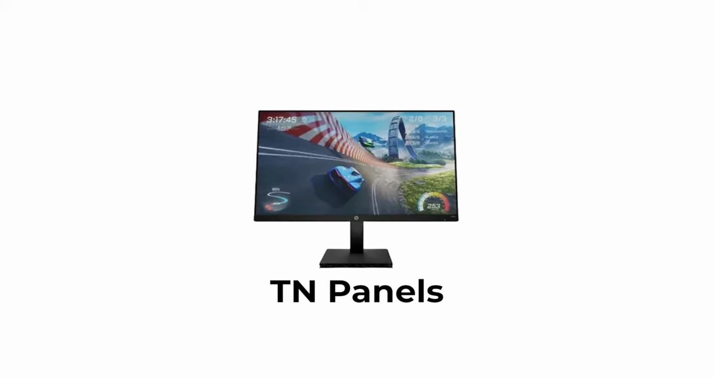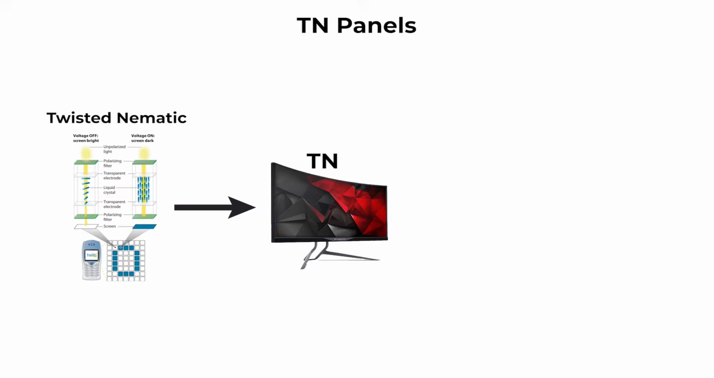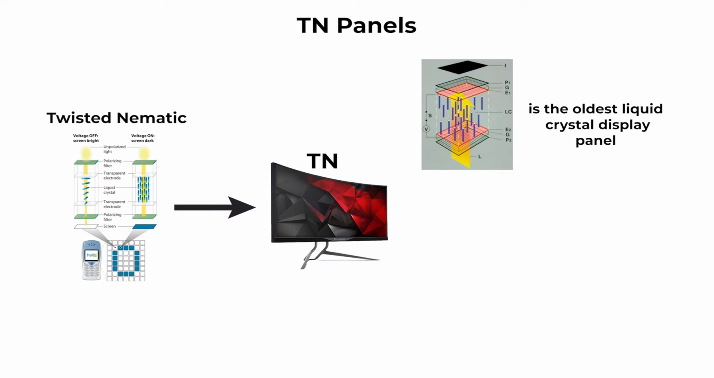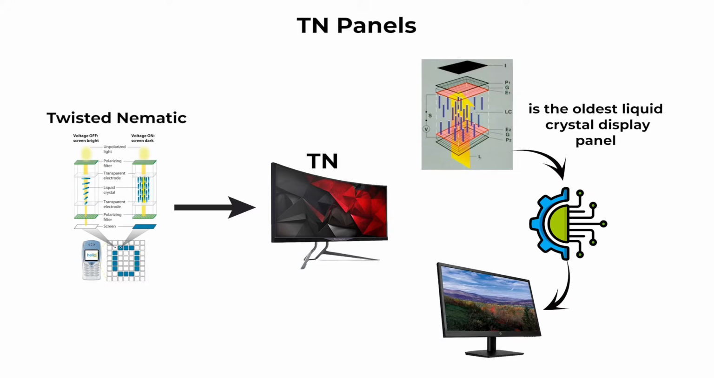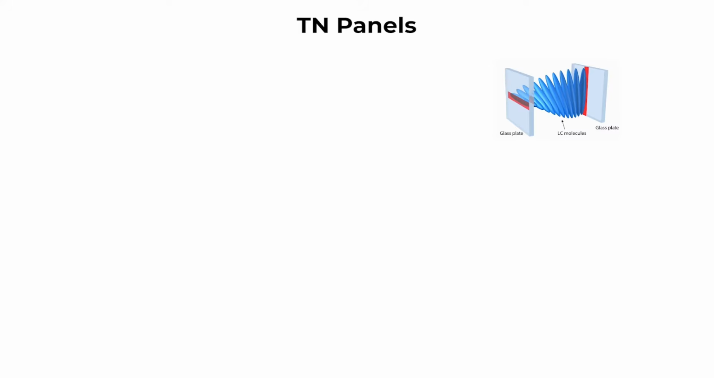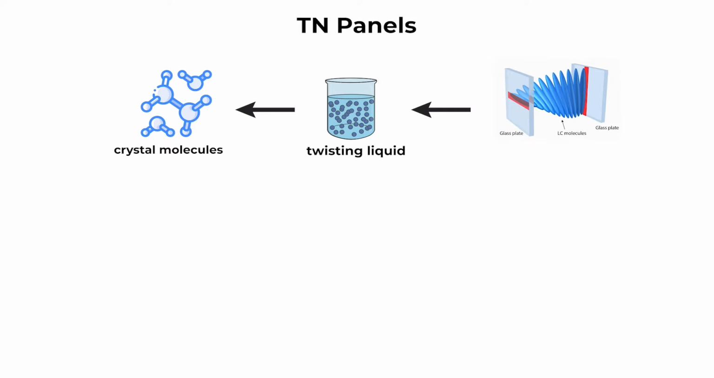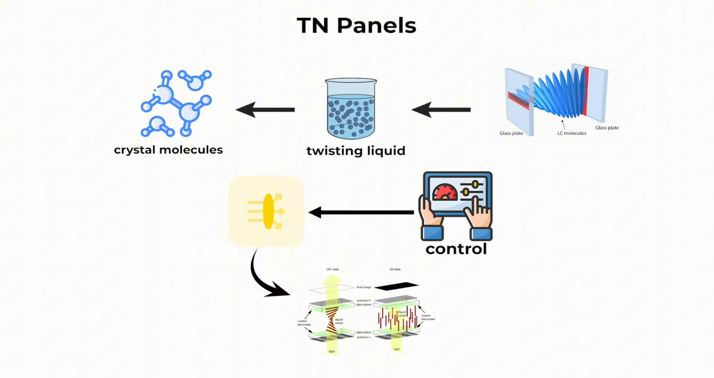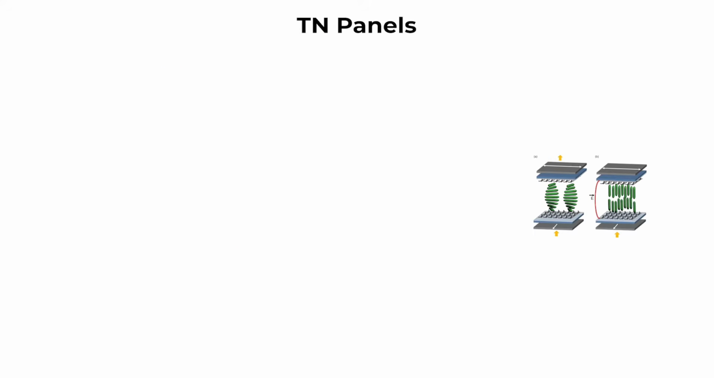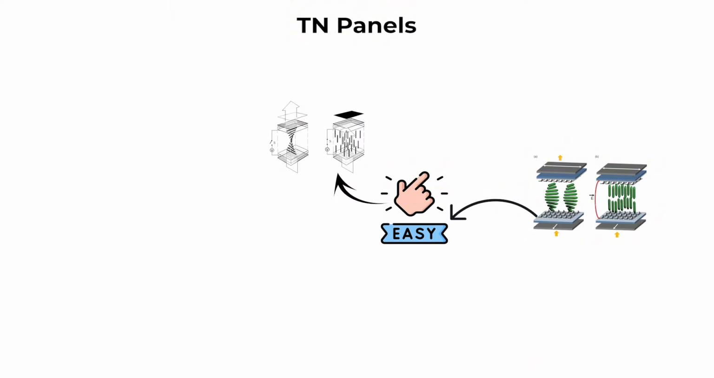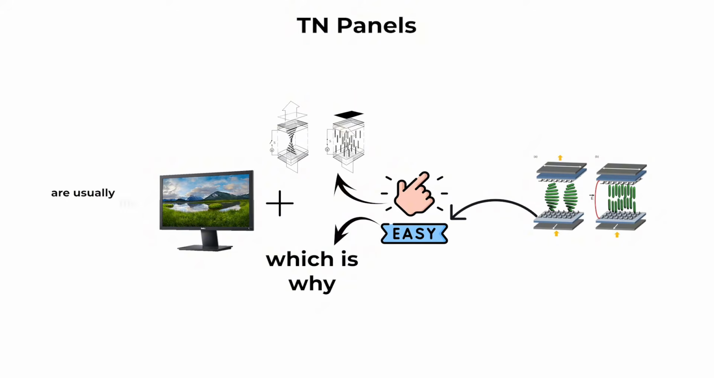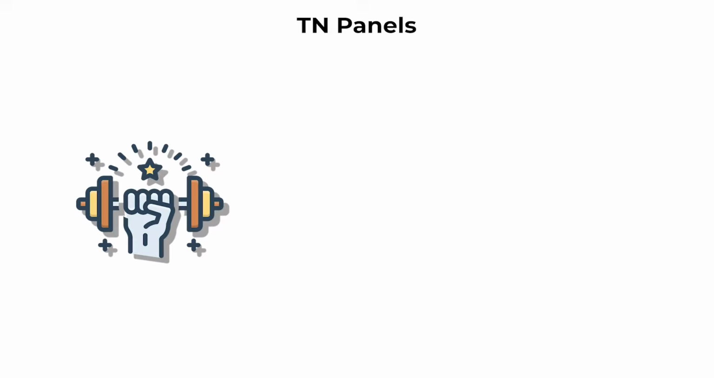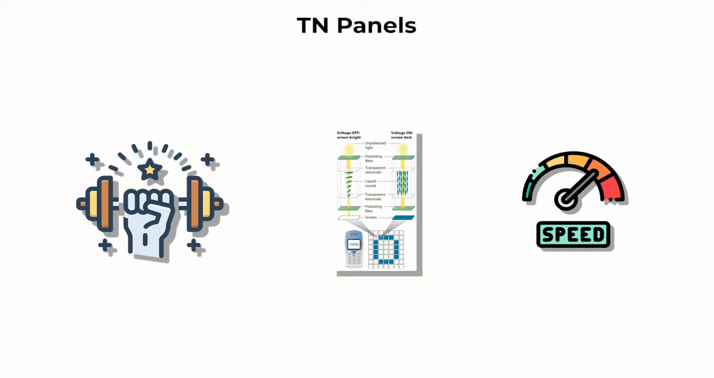TN panels. Twisted Nematic, or TN, is the oldest liquid crystal display panel technology still used in monitors today. It works by twisting liquid crystal molecules to control how light passes through the panel. This twisting mechanism makes it simple and inexpensive to manufacture, which is why TN monitors are usually the cheapest option available. The biggest strength of TN panels is speed.